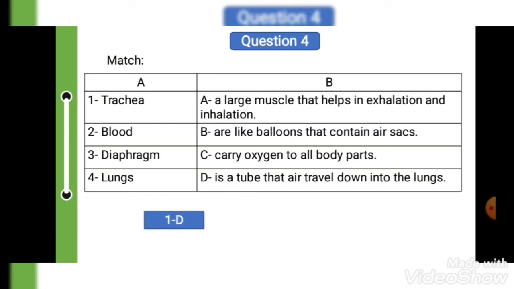So 1D. بعد كده blood carry oxygen to all the body parts. بدليل ان اي مكان بتعور فيه بيطلع blood. So the blood carry nutrients and oxygen to all the body parts. A diaphragm, it's a muscle that's in our belly and helps in inhalation and exhalation process. So it's A. Lungs, they are balloon-like that contain air sacs اسمهم alveoli.